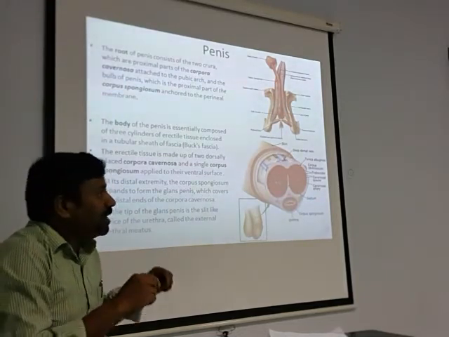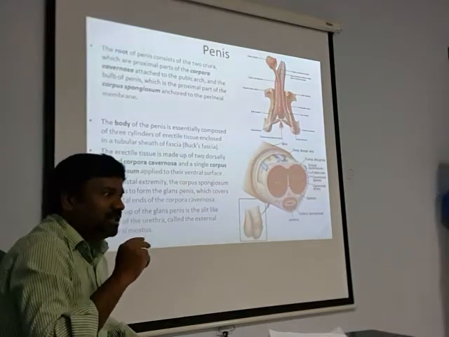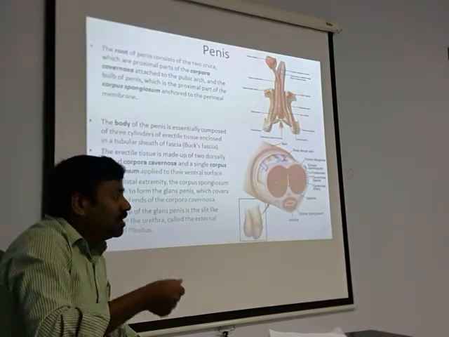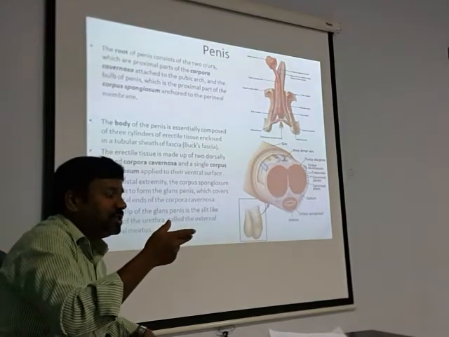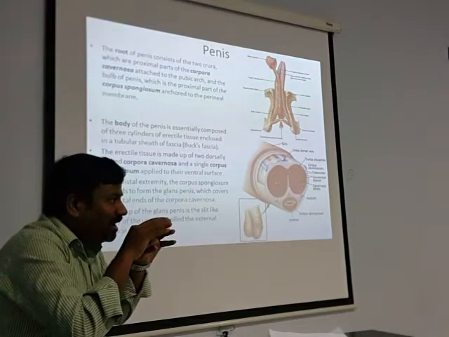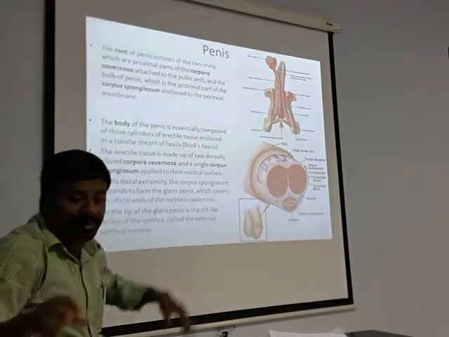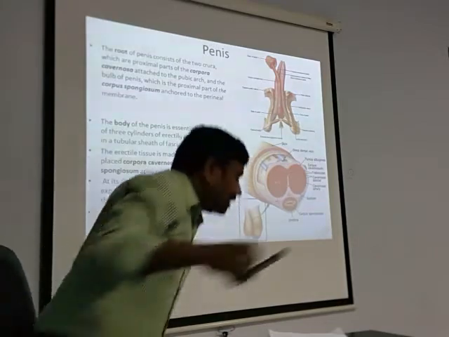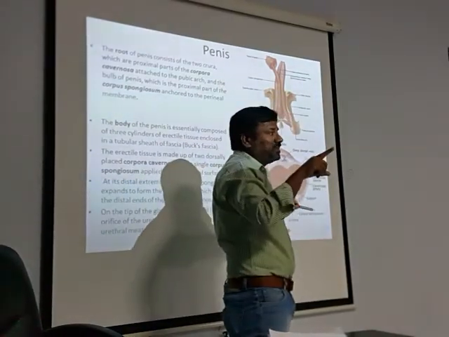Normally there is no blood within the corpora cavernosa. That's why the penis is pendulous. So when there is excitation, when there is parasympathetic stimulation, you will have oozing of blood. The blood vessels relax, and the blood will fill up these spaces. Then the penis becomes erect.